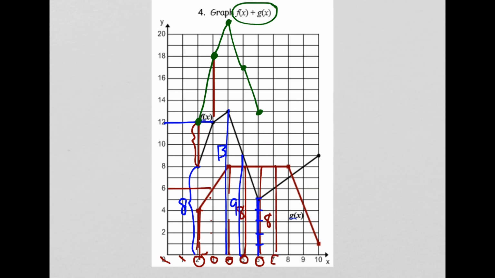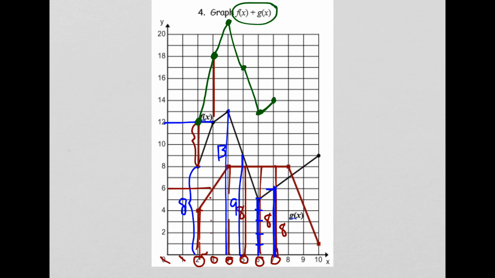And I'm now at 7. At 7, guess what? Red, still the same. It has stayed constant that whole time. It hasn't increased or decreased. It's constant at 8. And then the blue one is up here at 6. 8 plus 6 is 14. So then I'm at 14. Oh, I started to go back up.